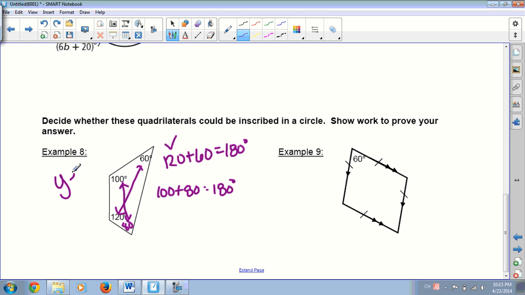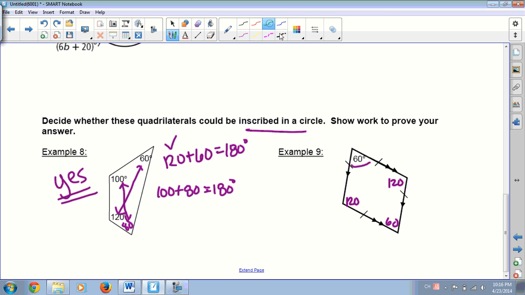So yes, this can be inscribed in a circle, and here's our work to prove that it can be, because opposite angles add together to equal 180. Okay, example number 9. The only angle we have here is that this one is 60, but we see here that these lines are parallel. So if this is 60, this angle down here would have to also be 60 because they would be alternate interior angles from each other. And vice versa, if these are 60 and 60, these would have to be 120 and 120.